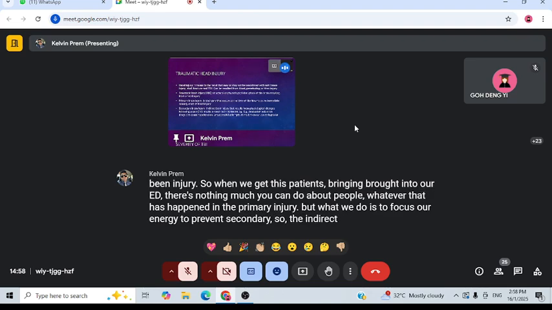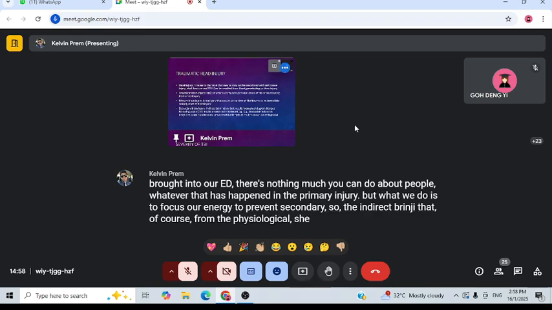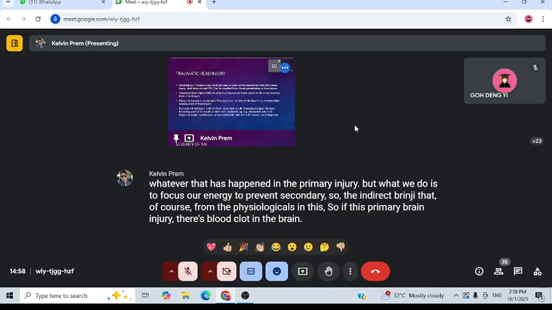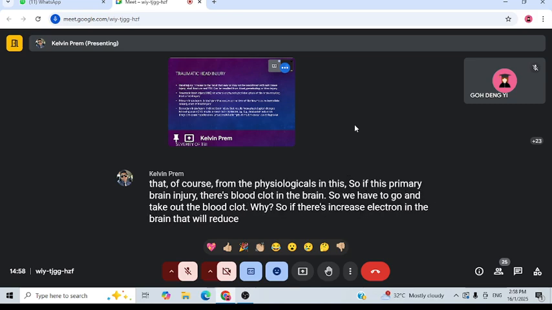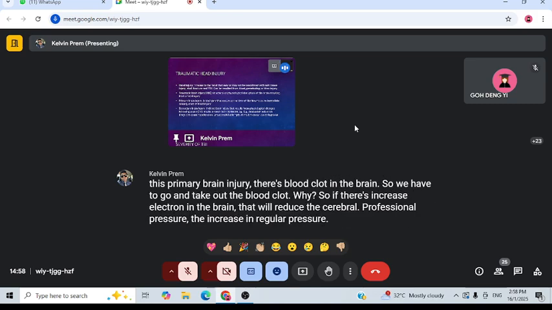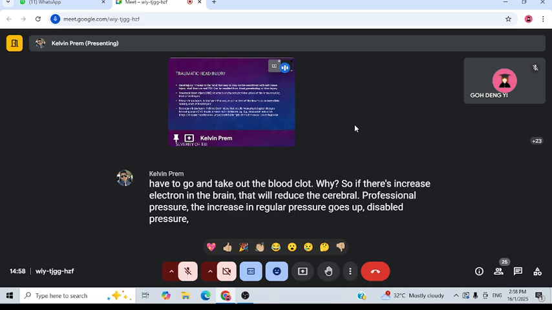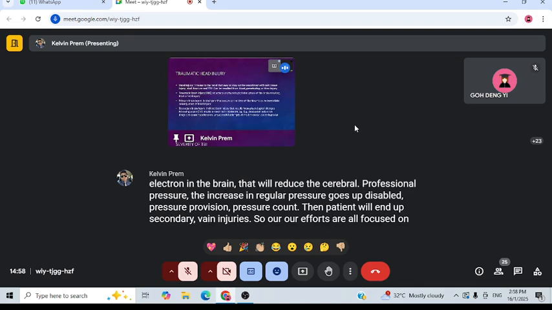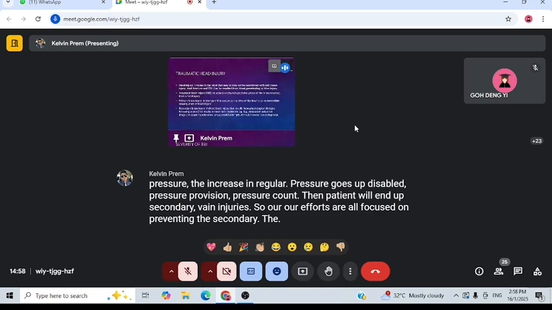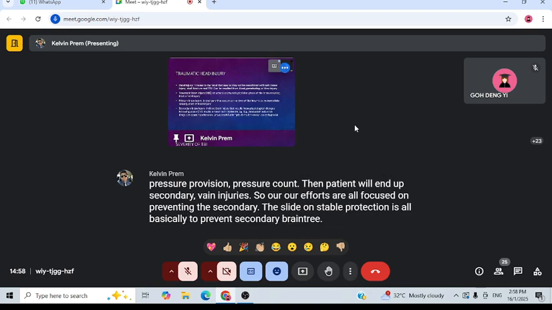So the indirect brain injury that occurs from the physiological changes. So if there's primary brain injury, there's a blood clot in the brain, so we have to go and take out the blood clot. Why? If there's an increased blood clot in the brain, that will reduce the cerebral perfusion pressure. The intracranial pressure goes up, the cerebral perfusion pressure comes down, then the patient will end up with secondary brain injuries. So our efforts are all focused on preventing secondary brain injury. The slide on cerebral protection is all basically to prevent secondary brain injury.